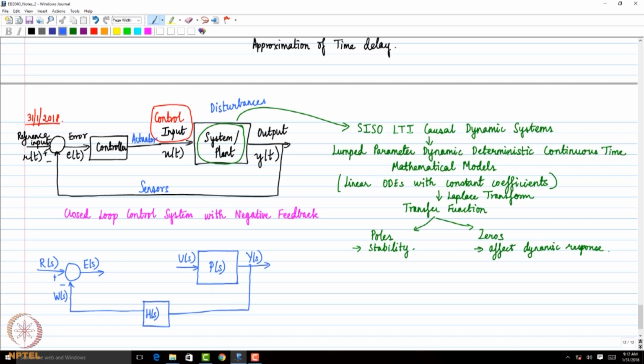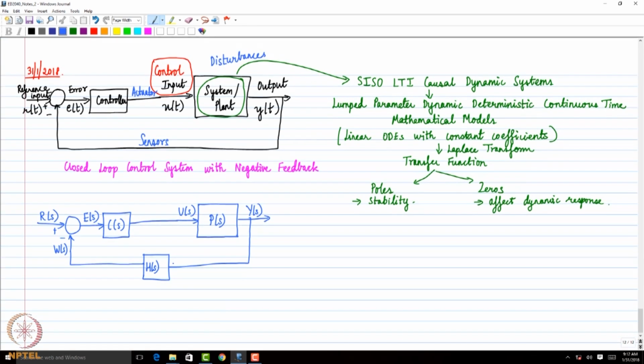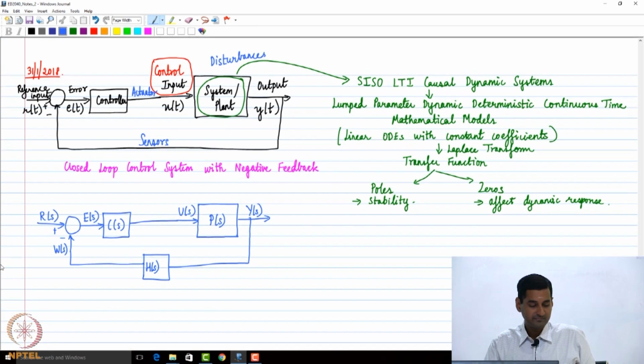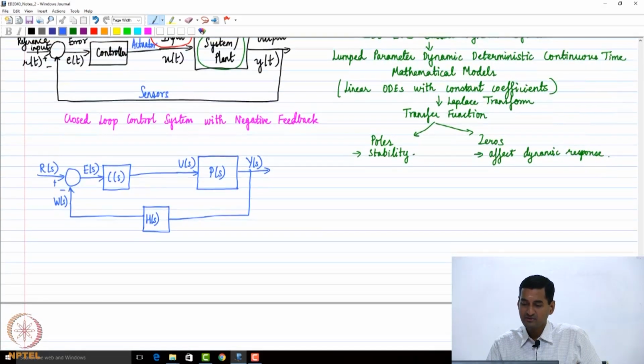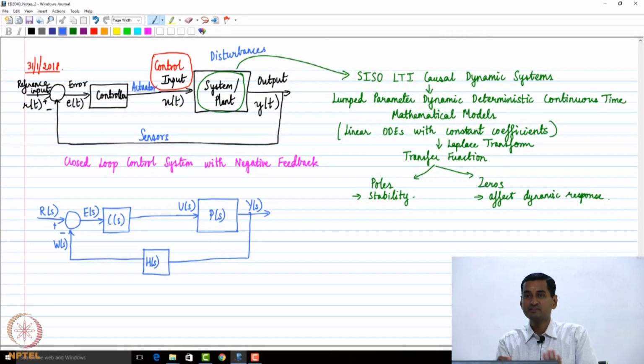So let's say I pass this error through a controller block. Let's say I call the controller transfer function C of S, and then I go here. For the time being, let's say we neglect actuator dynamics and so on. So this is my corresponding block diagram in the complex domain, the same visualization. Let's see where we are headed with this. I hope it's clear how we got these two diagrams.